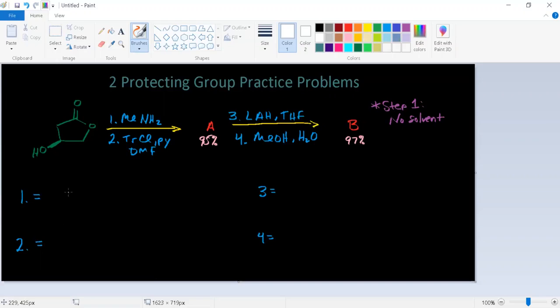So opening up the ring, we'll have that ester oxygen, the negative charge right here. We still have that alcohol, and then the carbonyl that is now an amide.